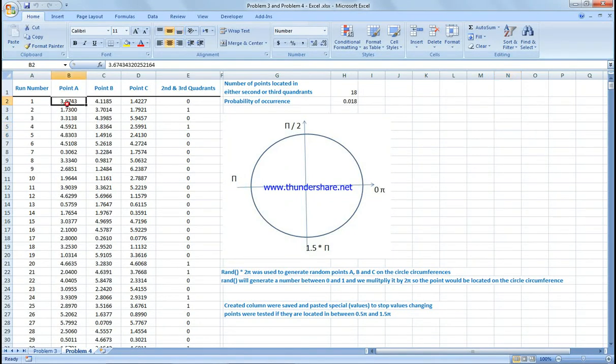So first we start by generating the numbers, using RAND() times 2 pi. We generate random points for A, B and C on the circle circumference.